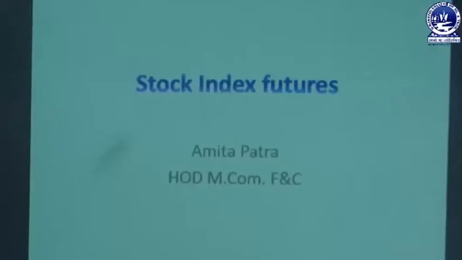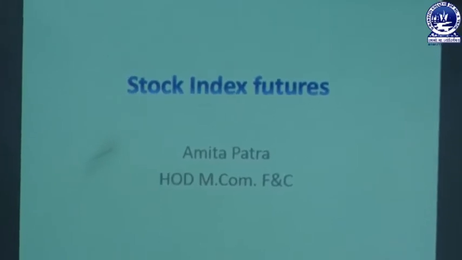In financial derivative and risk management, we have been discussing the futures market for a couple of classes, and today we are going to discuss the futures that we take on the stock index. So without much delay, let's start today's class. We are going to discuss today the stock index futures.